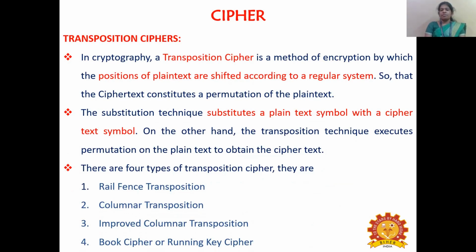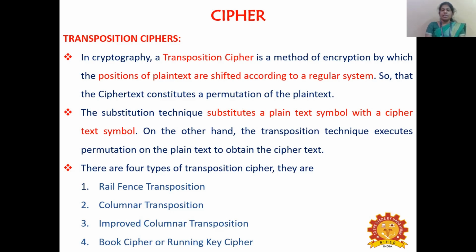In transposition cipher, this is the definition, first point. A transposition cipher is a method of encryption by which the positions of plain text are shifted according to a regular system, so that the ciphertext constitutes a permutation of the plain text. So here we are going to apply the permutation method. We are just shuffling the letters. So we are applying the permutation method for the transposition cipher. The positions of the plain text are shifted according to a regular system. So by applying the permutation, only the positions of the plain text are shifted according to some particular system.